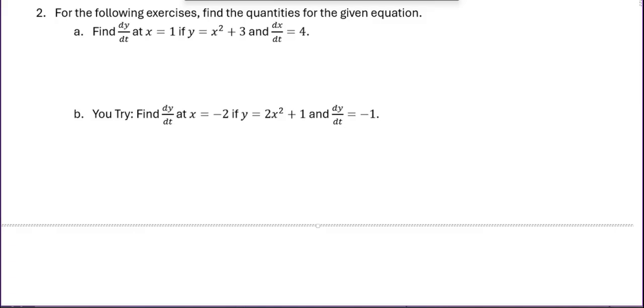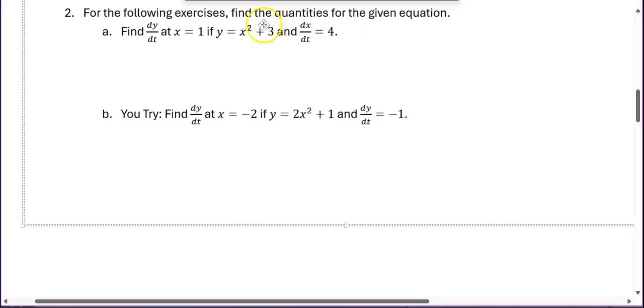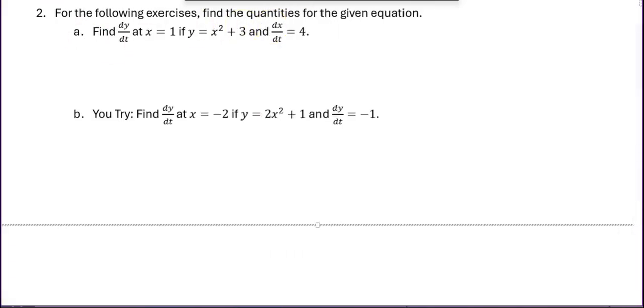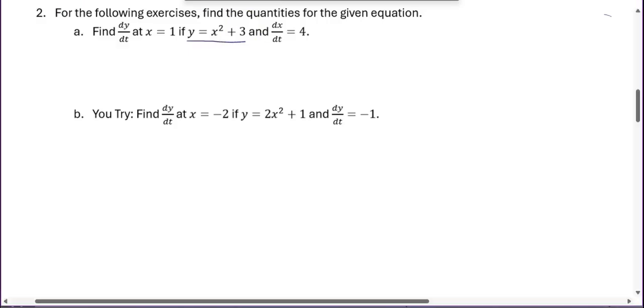Okay, we've got a lot of given information. I think the place to start is to notice what the equation is. That equation is given as y equals x squared plus 3. So if we grab that equation and consider its derivative, let's start there.